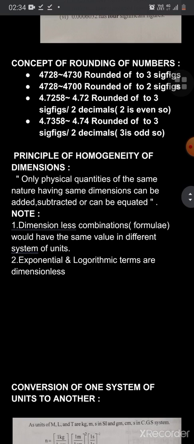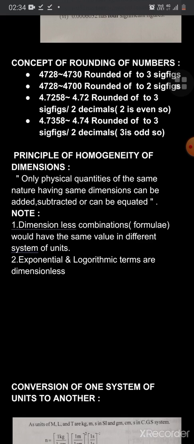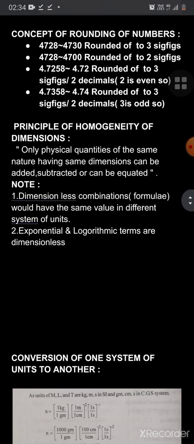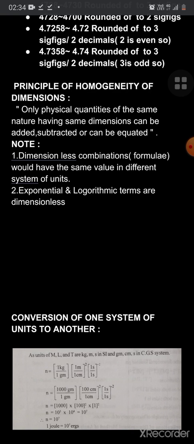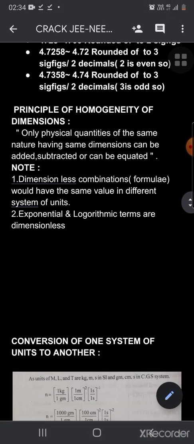4.7258 can be approximately written as 4.72 by rounding off to 3 significant figures or 2 decimals, because 2 is even here, so no addition takes place. In the case of the measurement 4.7538, to round off to 3 significant figures or 2 decimal points, 5 and 8 are rounded off by adding 1 to the second decimal point, that is 3. We get 4.74. Here 3 is an odd number, so 1 is added to 3.